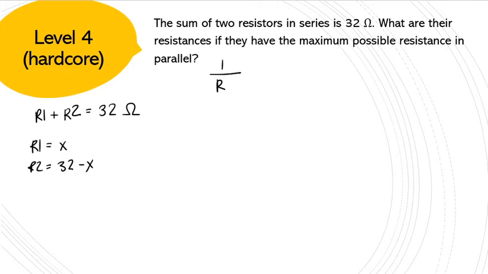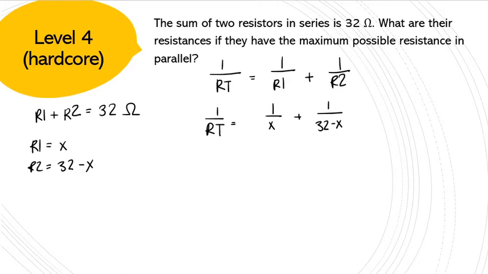1 over the total resistance is equal to the reciprocal of the first resistor plus the reciprocal of the second resistor. So if we take what we know, we have 1 over X plus 1 over 32 minus X. I would like to simplify this right side into a single fraction using an LCD. There's different ways to go about this. I think I'm going to do it this way.